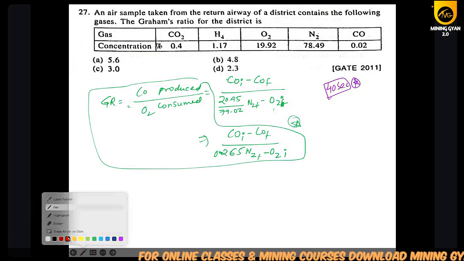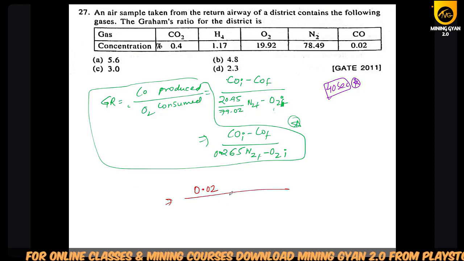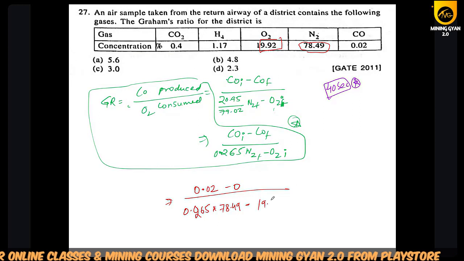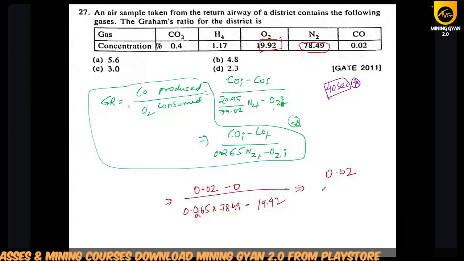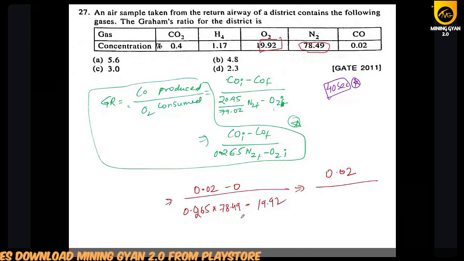So now CO final minus initial, so the difference will be 0.265. Nitrogen is 78.49 minus oxygen 19.92. Now it is just the calculation you have to do to get the answer.